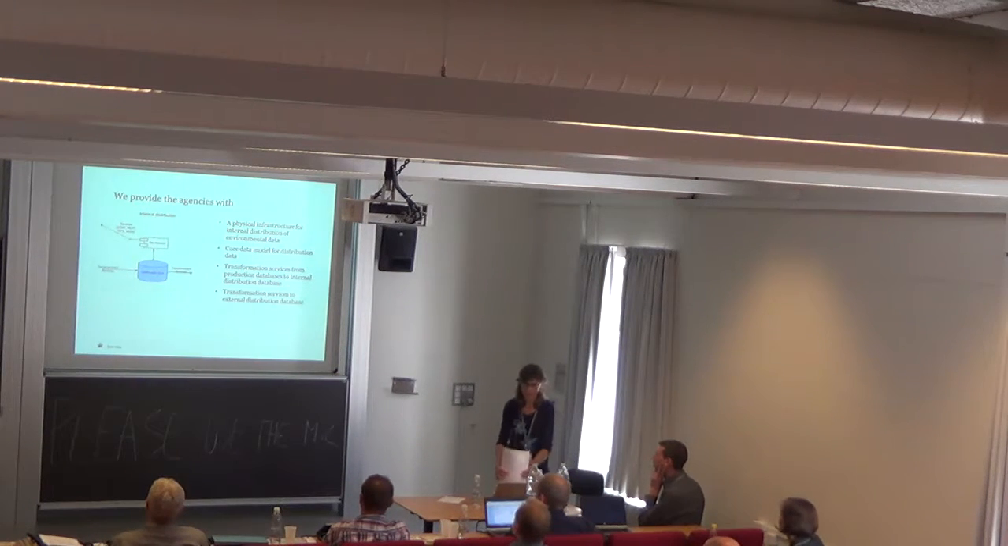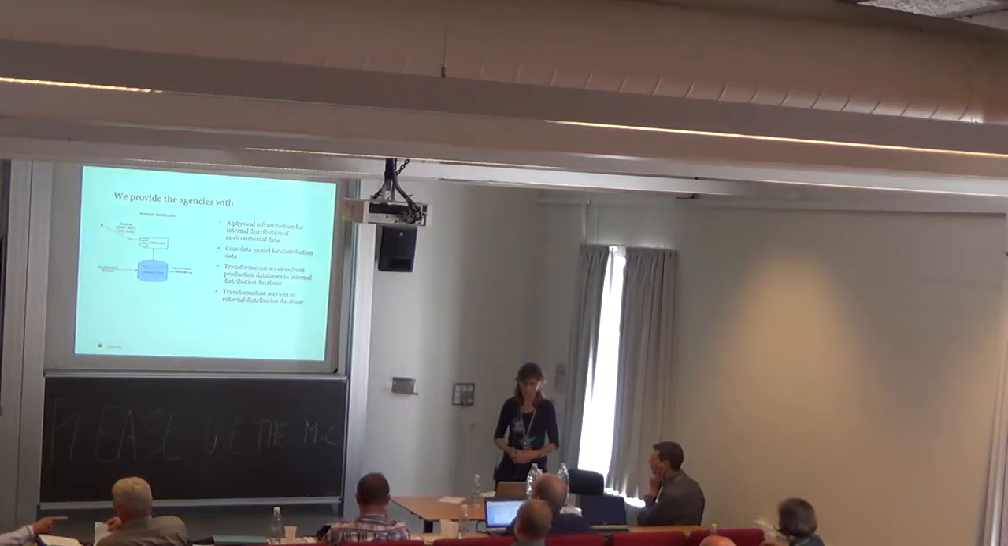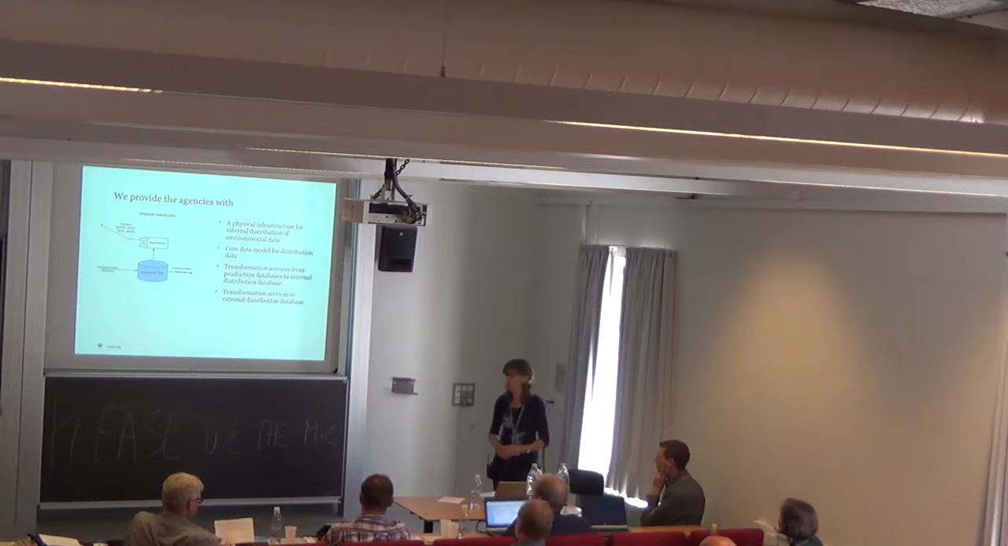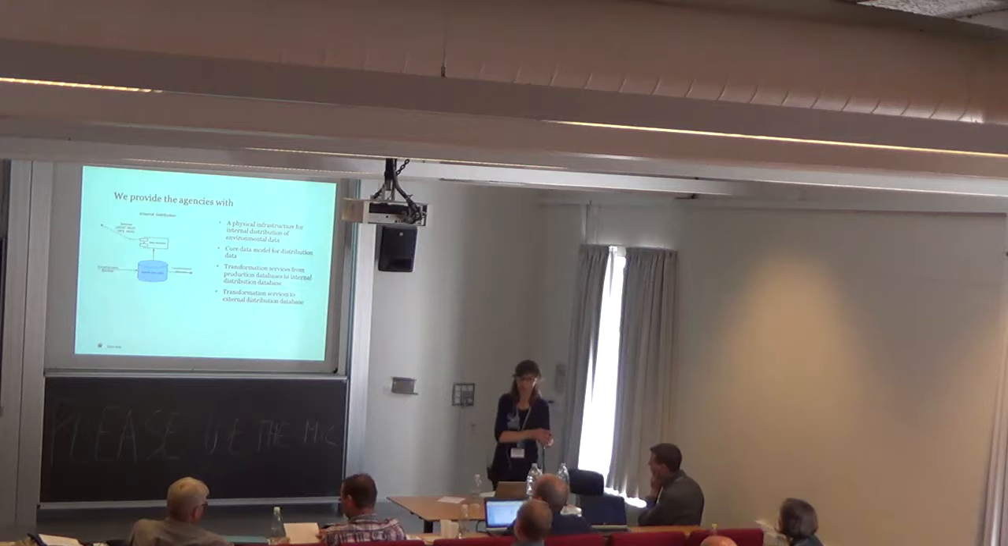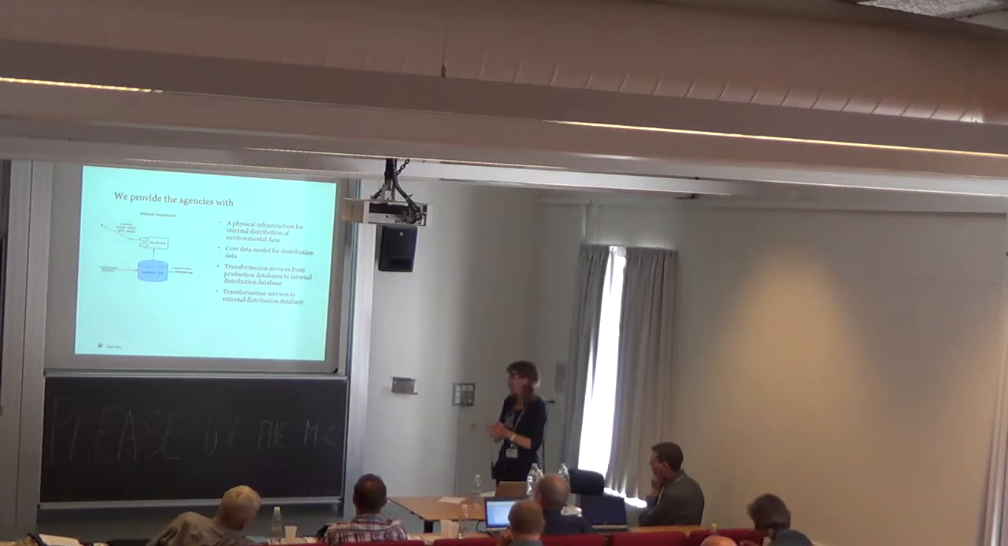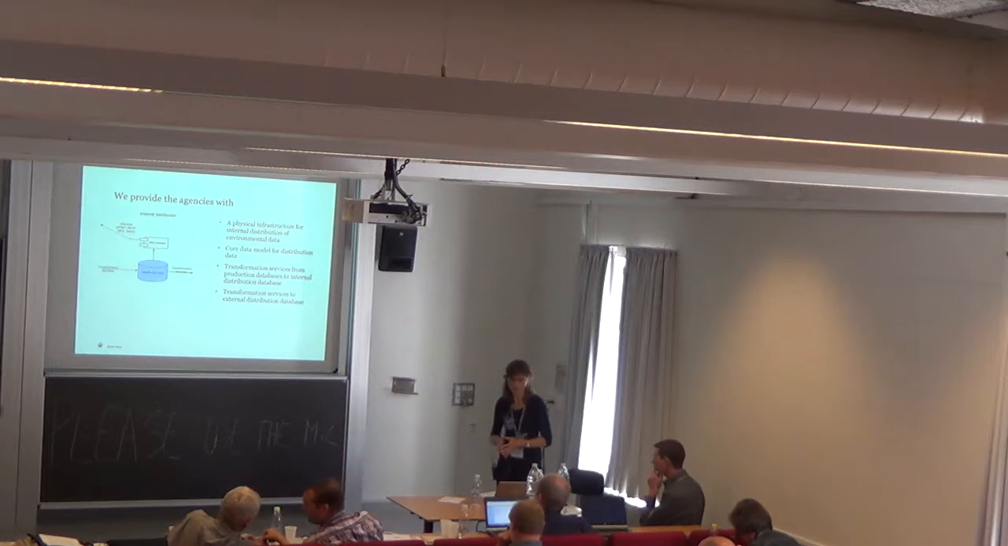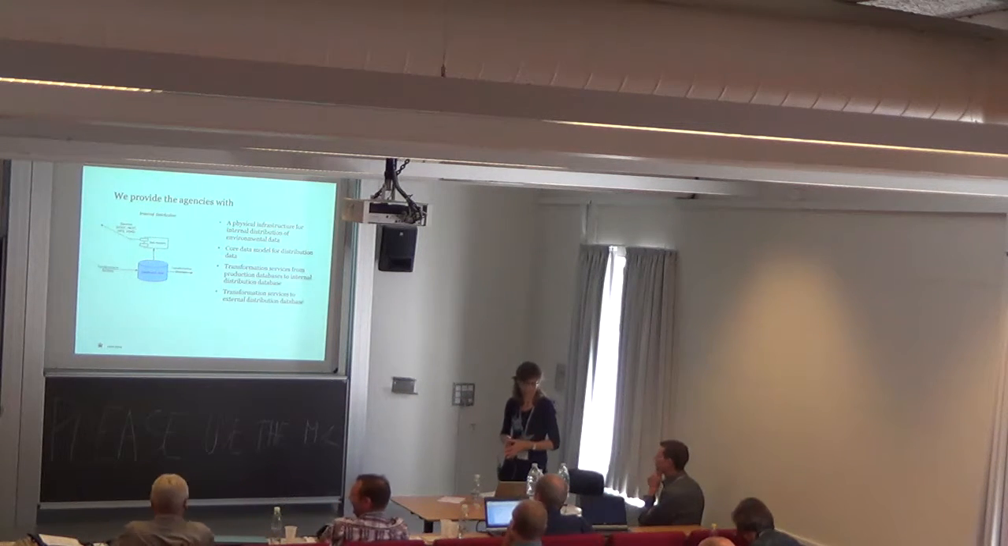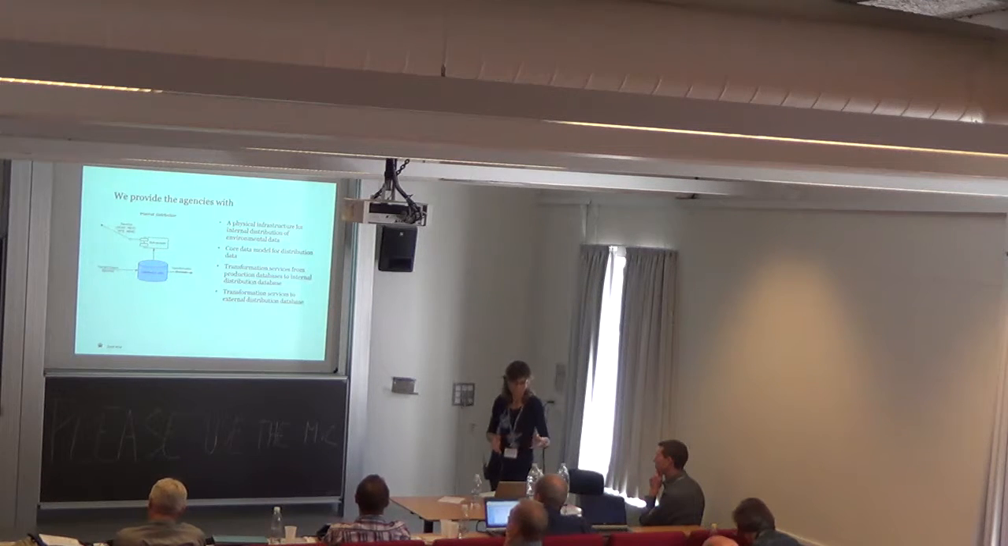So what we're hoping to provide the agencies when we're done is a physical infrastructure for internal distribution of environmental data and a core data model for distribution data and transformation services between production databases to the internal distribution database and transformation services and applications from the internal database to external distributions, which are in place already more or less. And Jesper will tell you more about the consolidation in the Nature Data Agency.